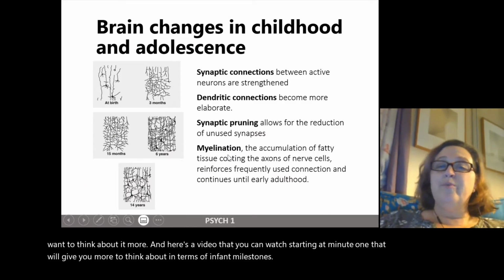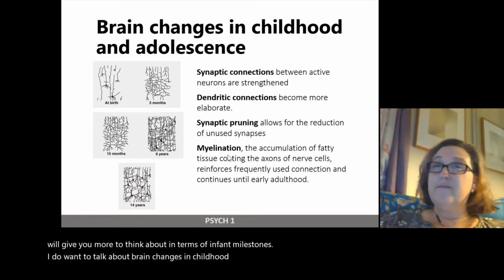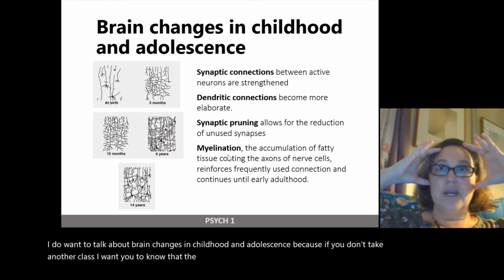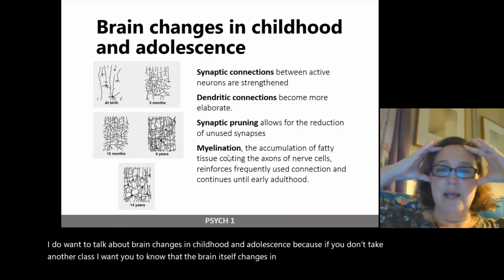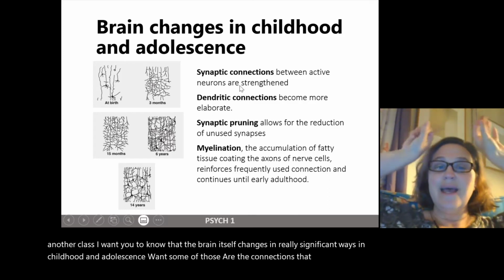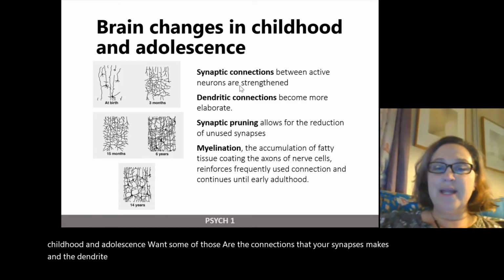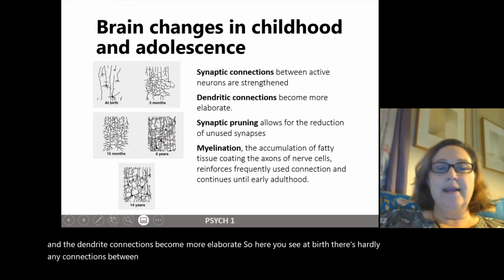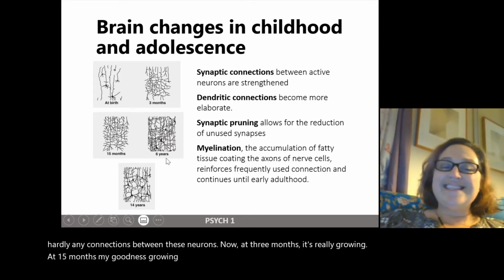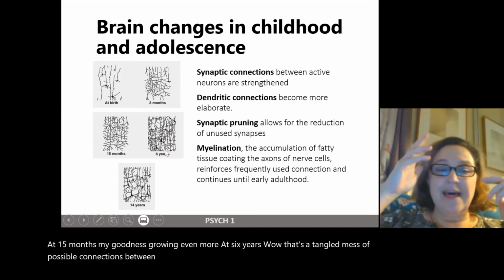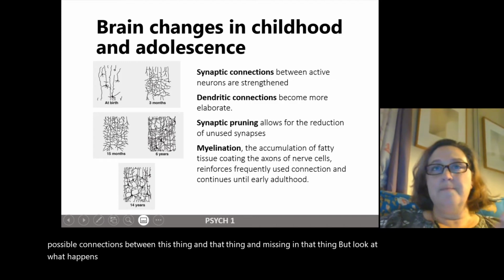I do want to talk about brain changes in childhood and adolescence, because if you don't take another class, I want you to know that the brain itself changes in really significant ways in childhood and adolescence. Some of those are the connections that your synapses make, and the dendrite connections become more elaborate. Here you see at birth, there's hardly any connections between these neurons. Now at 3 months, it's really growing. At 15 months, oh my goodness, growing even more. At 6 years, wow, that's a tangled mess of possible connections between this thing and that thing. But look at what happens at 14 years.